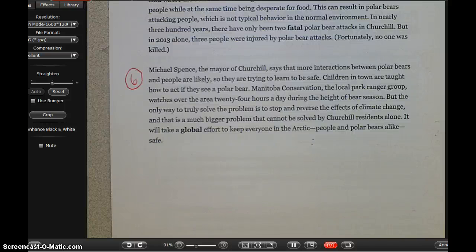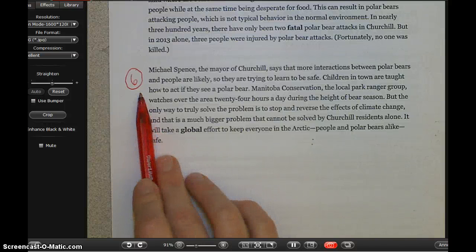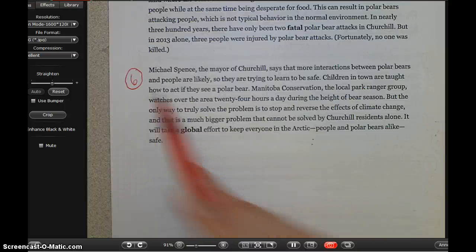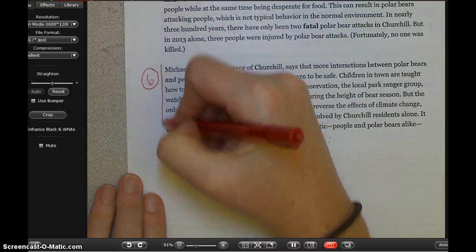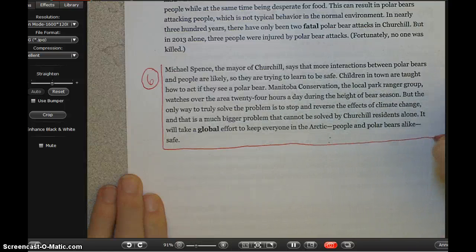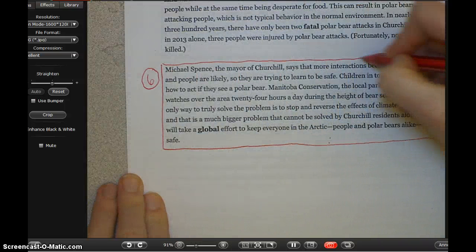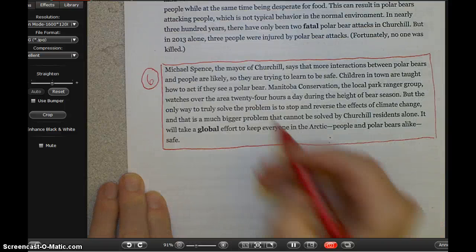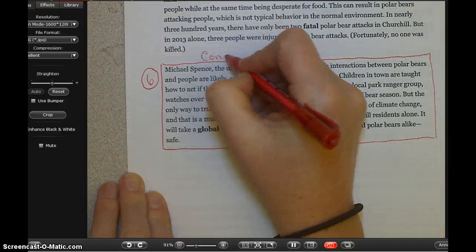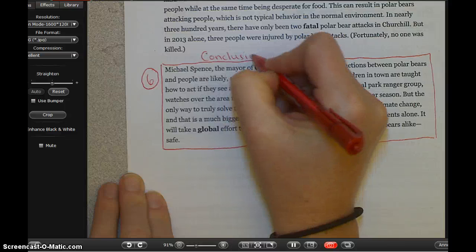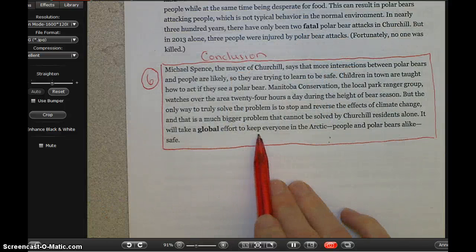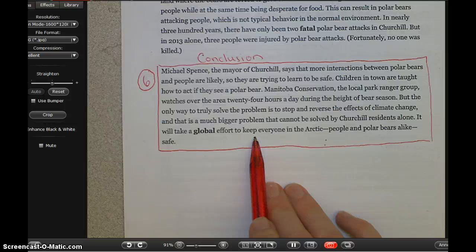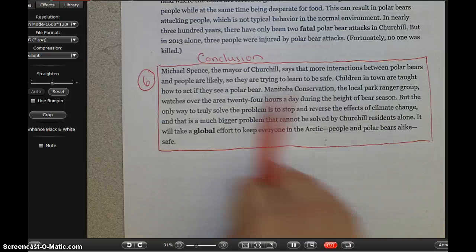All right, and then last but not least, I see number 6 is my final paragraph. And I remember that the final paragraph is called the conclusion. So I'm going to put a box around it, and I want to label it conclusion so it stands out to me as a conclusion. And I know that the author wrapped things up and kind of repeated the main idea. So let's take a look.